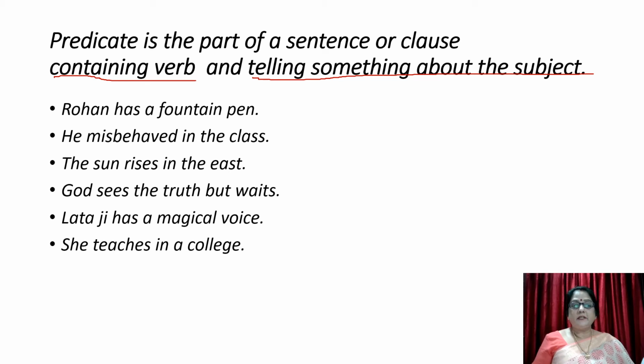So let us understand this also with the help of these examples. Rohan has a fountain pen. The Rohan we all know now, it's a subject, isn't it? Now what is the predicate here? This part is a predicate. How? It contains a verb. Has is the verb here, and it is telling about the subject. Rohan is a subject, and it's telling that Rohan has a fountain pen. So this is predicate. The whole of it is a predicate. इसको predicate कहेंगे.